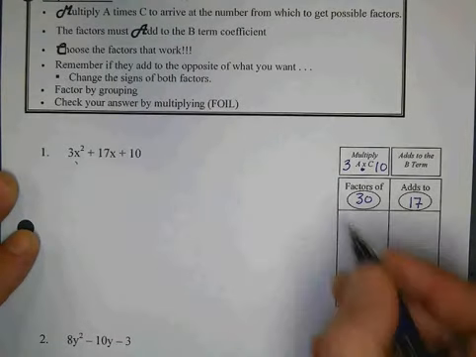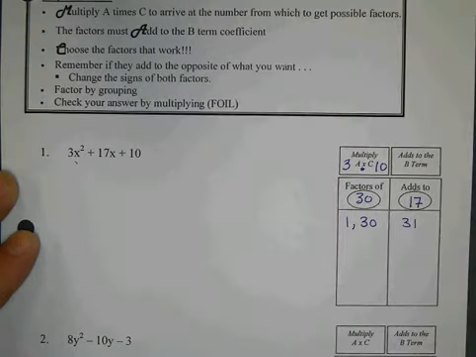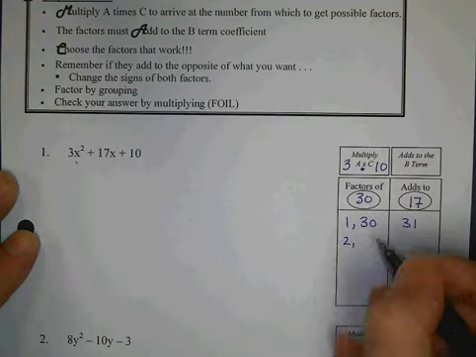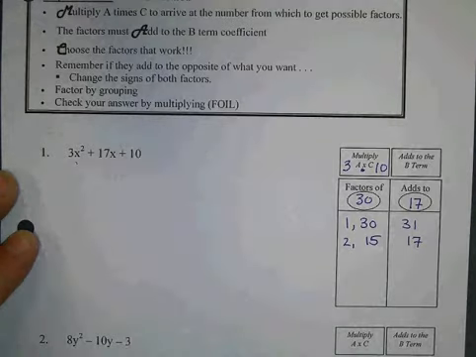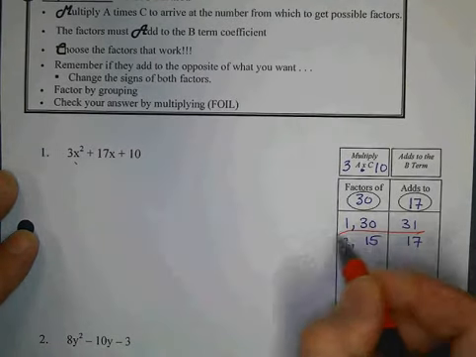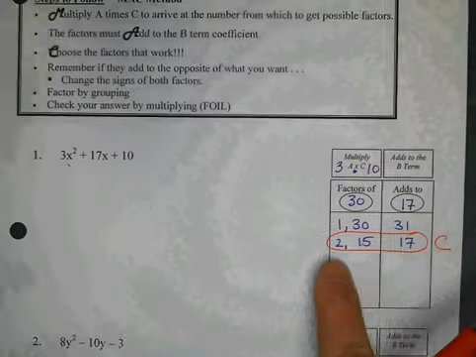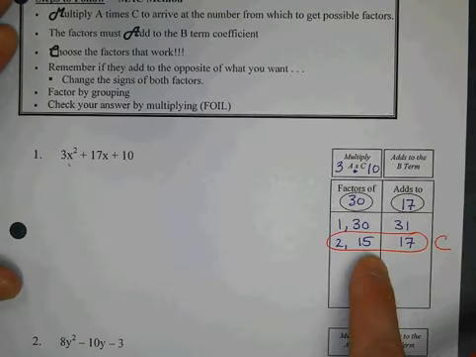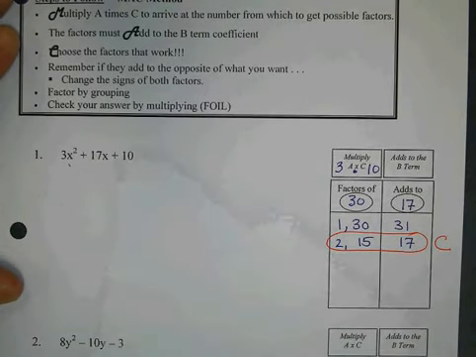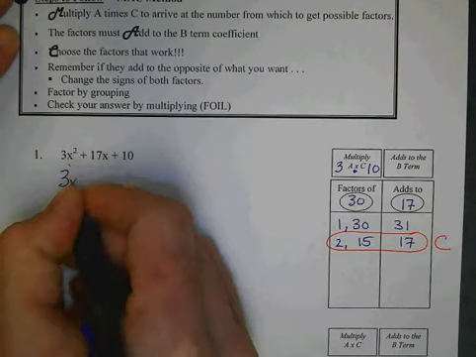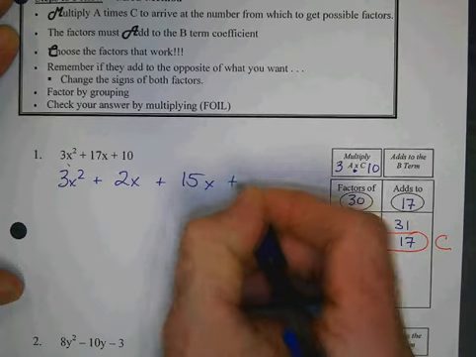All right, so our factors of 30. 1 and 30, obviously add to 31. Doesn't work. What about 2? 2 and 15. That adds to 17. So that's our choice. Multiply, add. There's our choice. Okay? I take those 2 and that 15, and how do I use those? I come over here to the 17, and I expand the problem. I take that 17, and I put a 2x and a 15x in place of those.